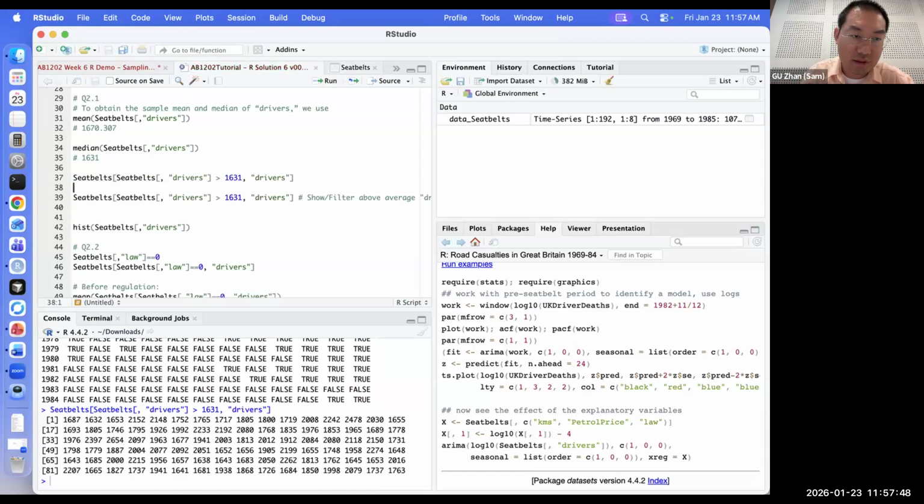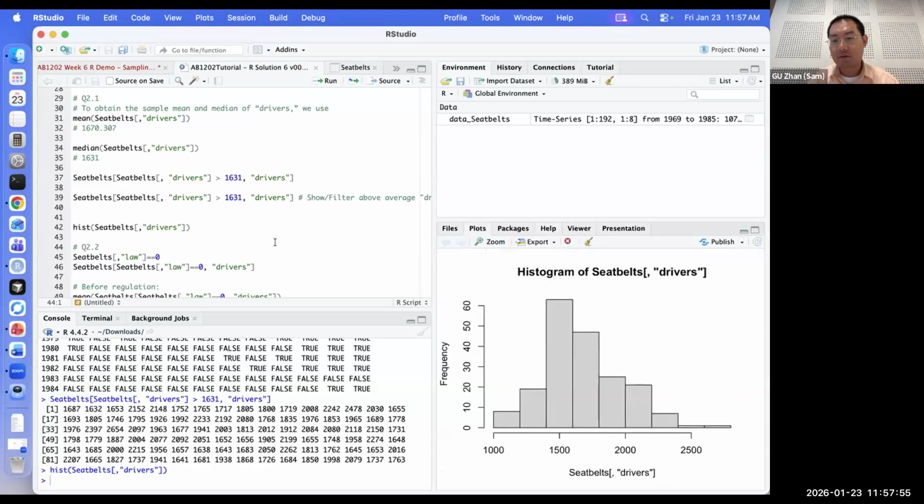This is for illustration. Next, you can have a look at the histogram of these drivers being killed. It looks like a normal distribution, but not actually normal. I think it's right skewed, a little bit right skewed.